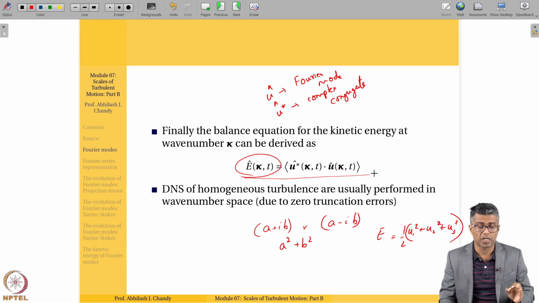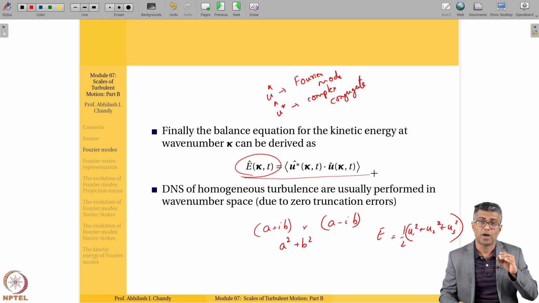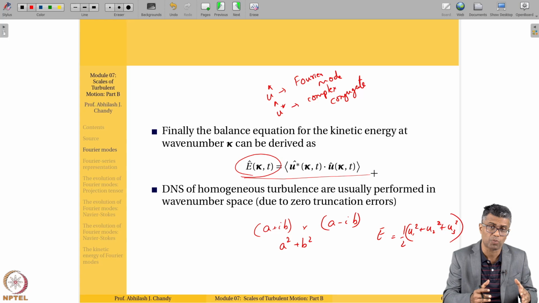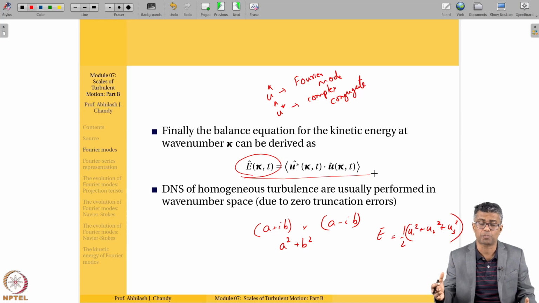DNS, or direct numerical simulation of homogeneous turbulence, is usually performed in this wave number space. This is an application of that. We do direct numerical simulation in wave number space, and one of the primary reasons for doing so is because there are no truncation errors. Remember, when you take the Navier-Stokes equations and convert it into Fourier space, you are getting rid of all derivatives. I'll show you an example of that. For now, just take it from me.